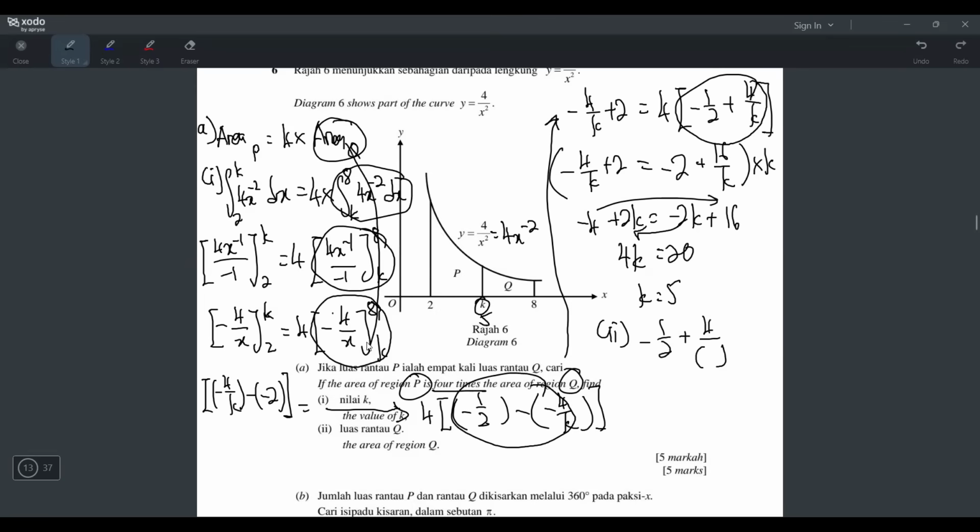Okay, because you won't want to do all this one more time. If you want to do again, can also lah. If you are very hardworking, you want to do again, can lah. But I don't want to do it again. I will just take from here. But this time the k is sub 5 lah, because you already know the k is 5. And then you press this, you get your answer already.